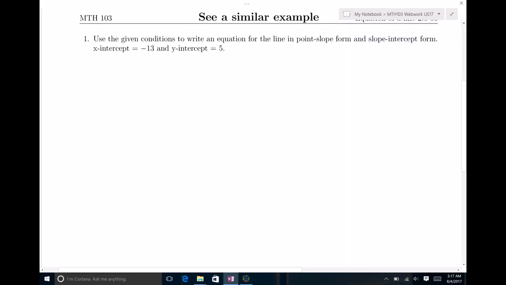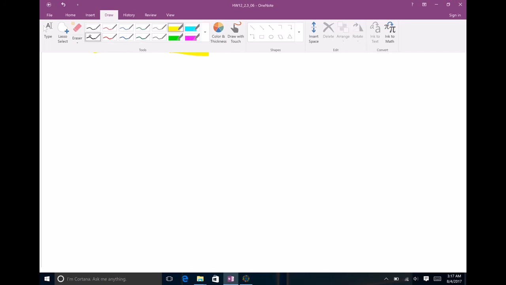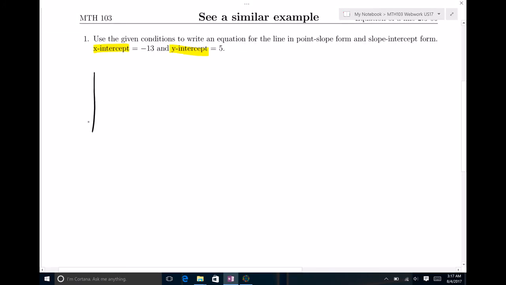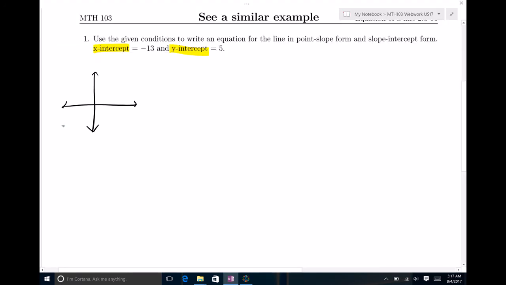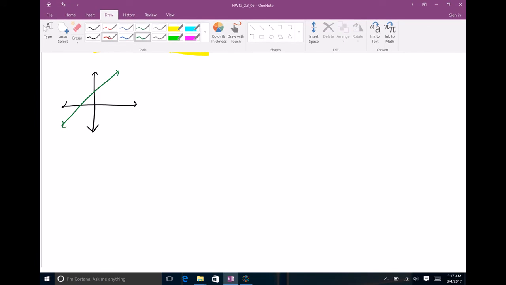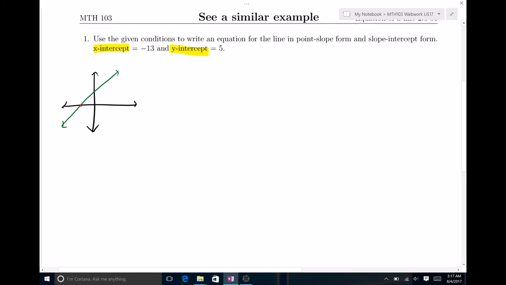Now you need to find the equation of a line just using the x-intercept and the y-intercept. What do these terms mean? Basically, if these are your x and y axes, and you have a line that looks like this, then the x-intercept is the point at which your line cuts the x-axis, and the y-intercept is the point at which the line cuts the y-axis.